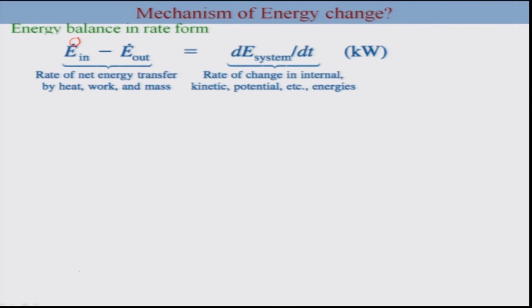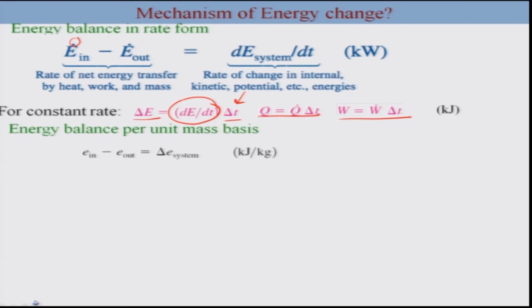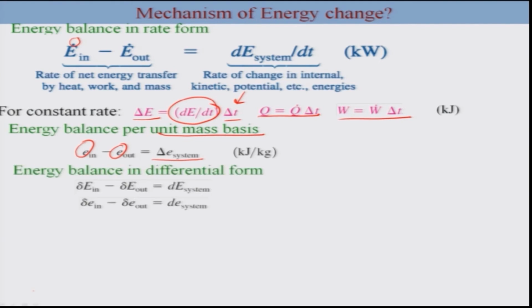Okay, so if the rate is constant, then you can find the change in the energy of the system by simply multiplying this rate by the specific time difference, and same with the heat, same with the work. You can also write the expression in unit mass by using a small e as an expression, and here it becomes e in minus e out and delta e system. You can use this unit mass basis in the form of a rate, that also you can do. You can also write in differential form as done here.